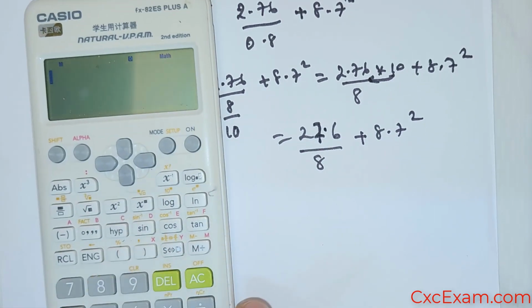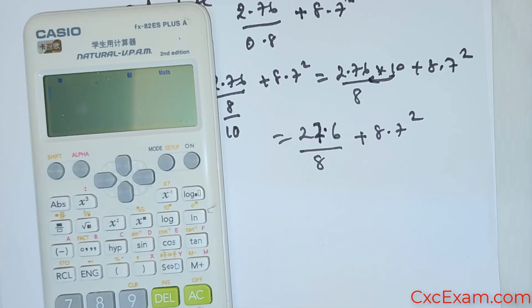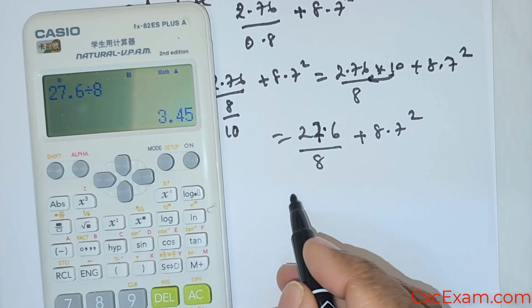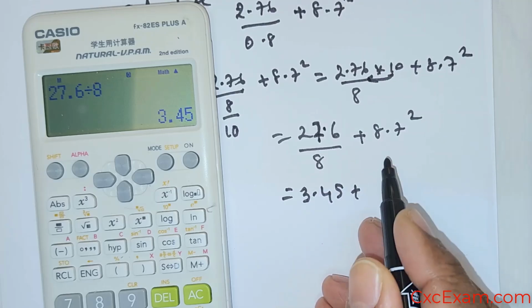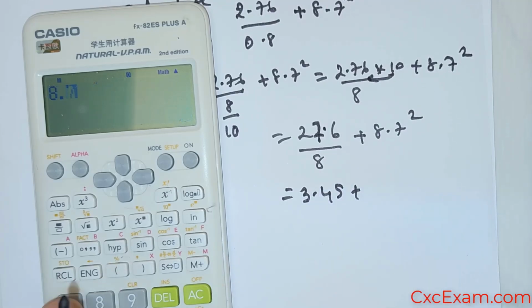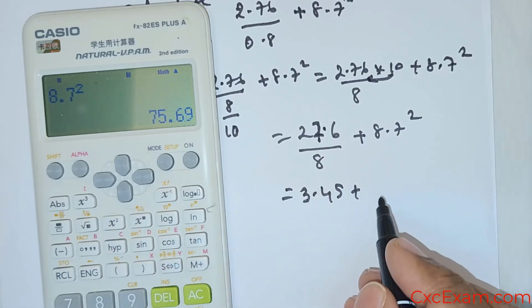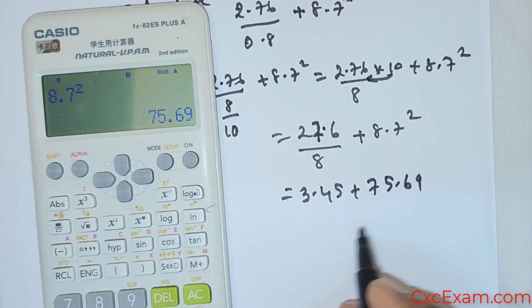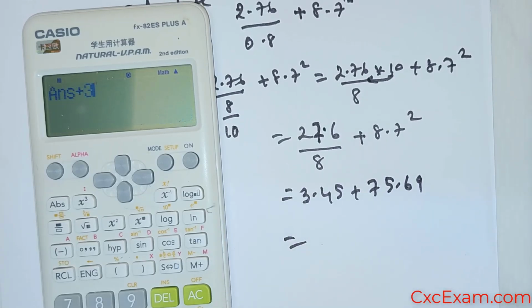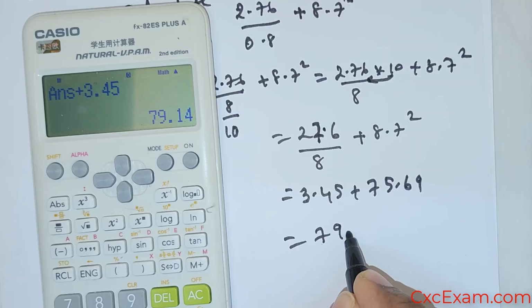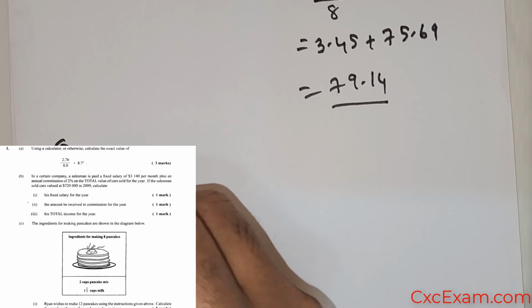Now you can actually utilize the calculator. 27.6 divided by 8. This is giving you 3.45, and then 8.7 squared. This is giving you 75.69. So you add 3.45 to that, you get 79.14.